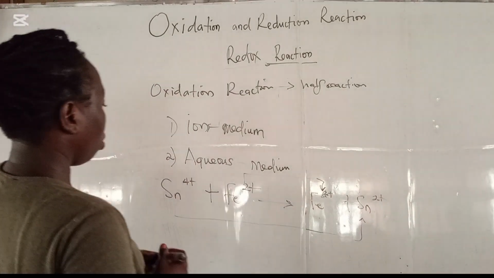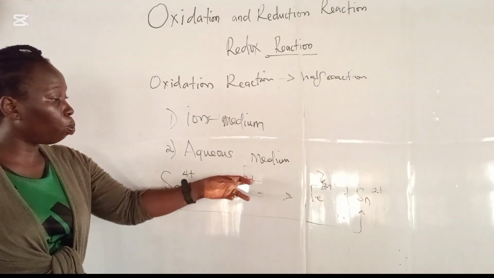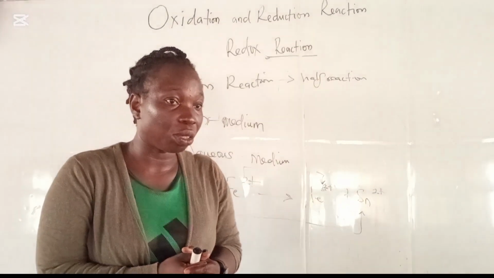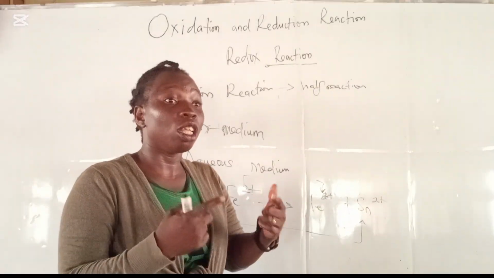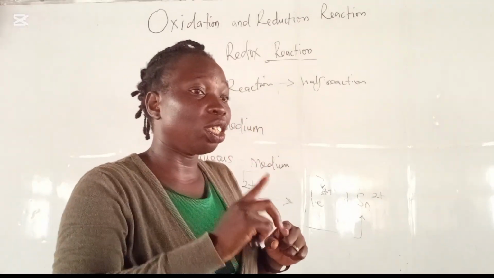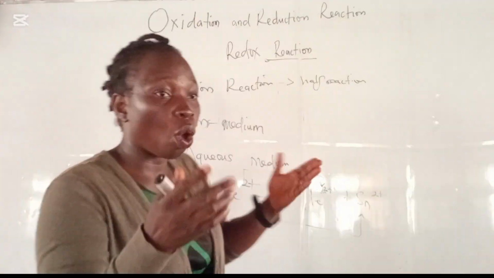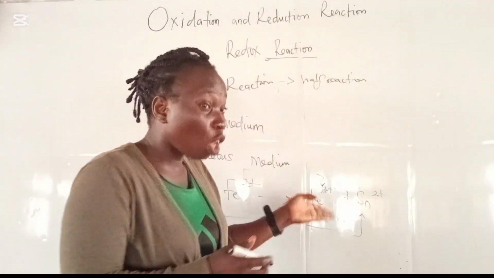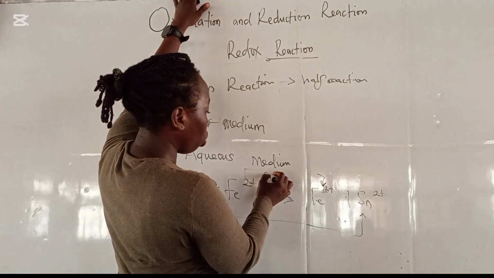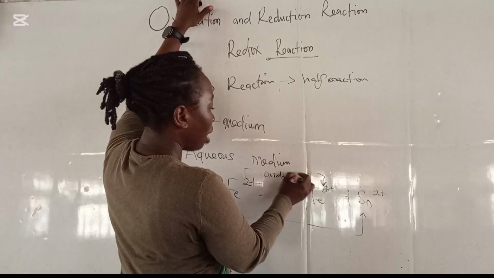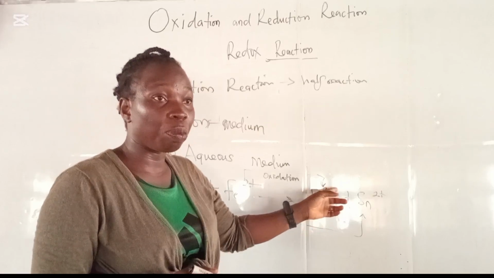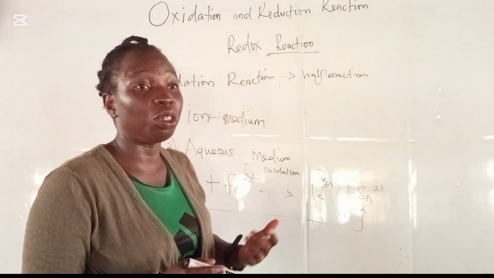So we have it this way: from iron to iron, one process; from tin to tin, another process. If you are moving from Fe2+ to Fe3+, there is a loss of electron, and the oxidation number has increased. Because the oxidation number has increased, we call it oxidation. So there is a loss of electron, there is an increase in oxidation number. So this process is oxidation.